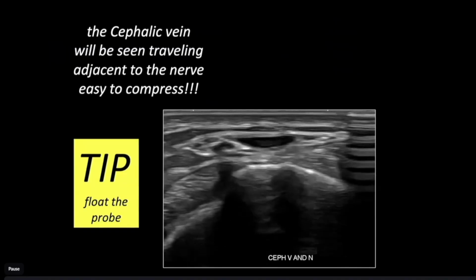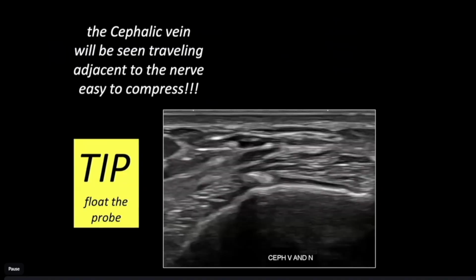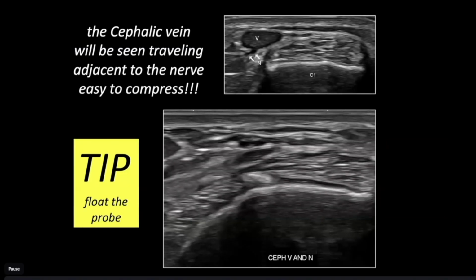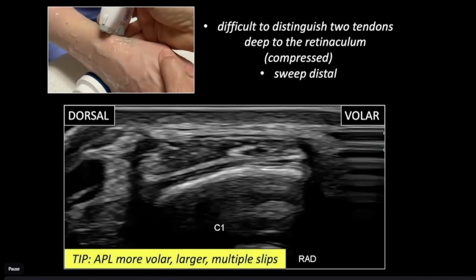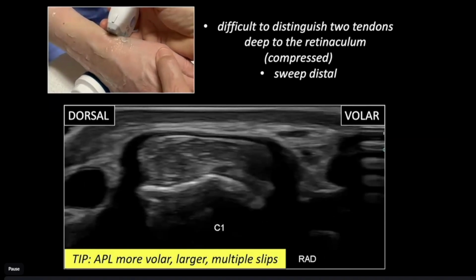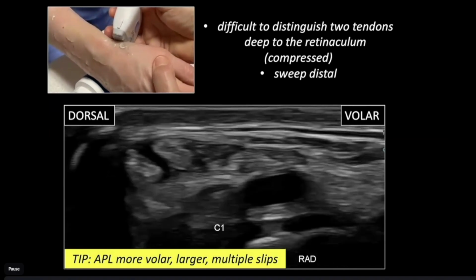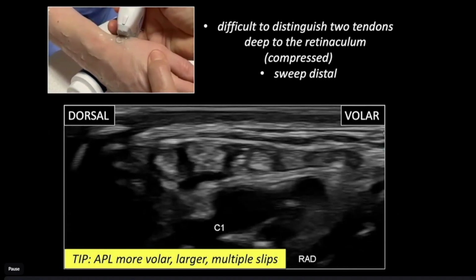Remember also the cephalic vein is traveling with the nerve at that location. Easy to compress. Float your probe. Sometimes it's difficult to see 2 tendons at that radial wrist because they're being compressed, so I suggest you sweep. Remember, APL is more volar, it's larger, and it has multiple slips.